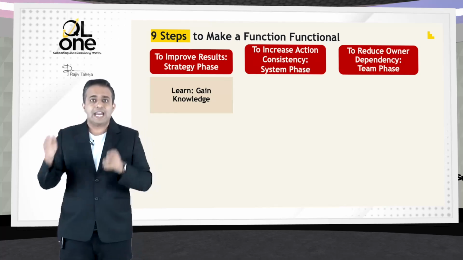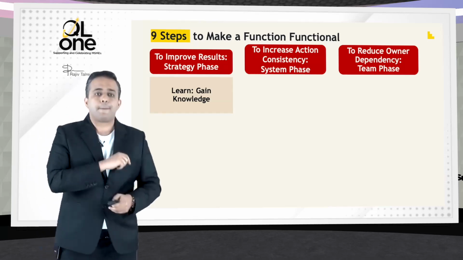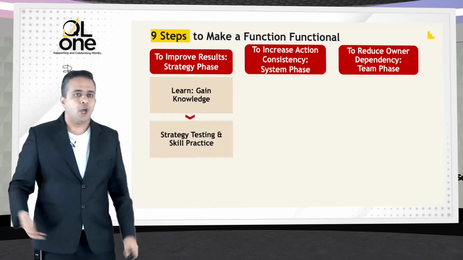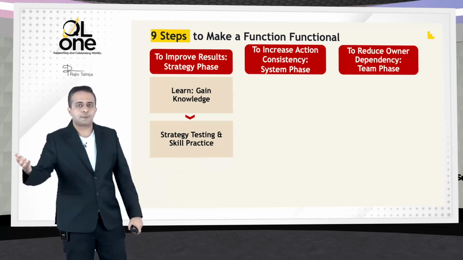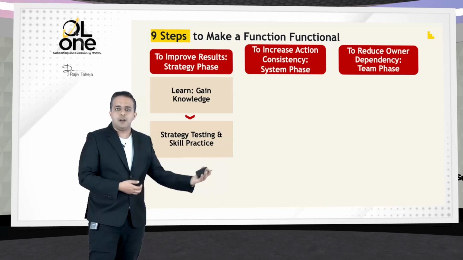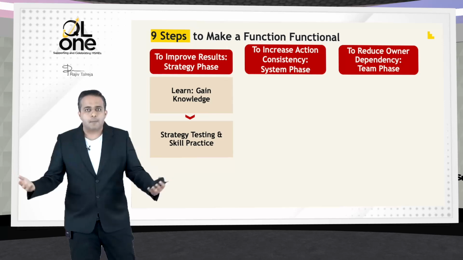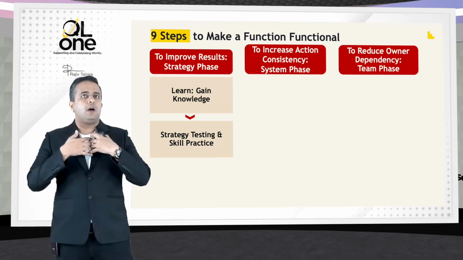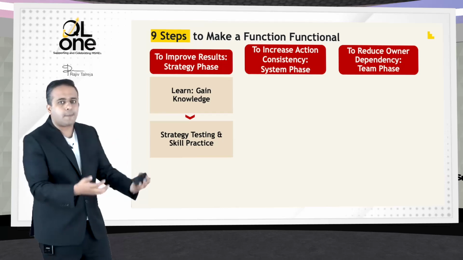Now, once you learn and gain knowledge about the strategies and skills of marketing, then comes the next step, where you need to test those strategies because you learn so many things in marketing. You may learn digital marketing, you may learn content marketing, you may learn exhibition or expo marketing, you may learn referral networking marketing, you may learn author marketing, podcasting, community marketing, you may learn search engine optimization, you may learn email marketing, WhatsApp marketing.